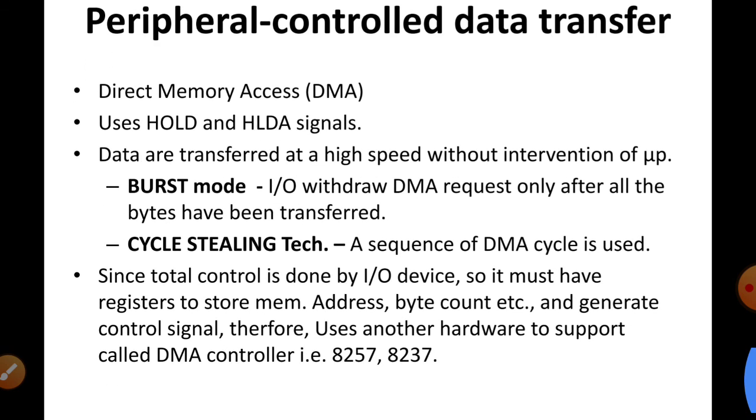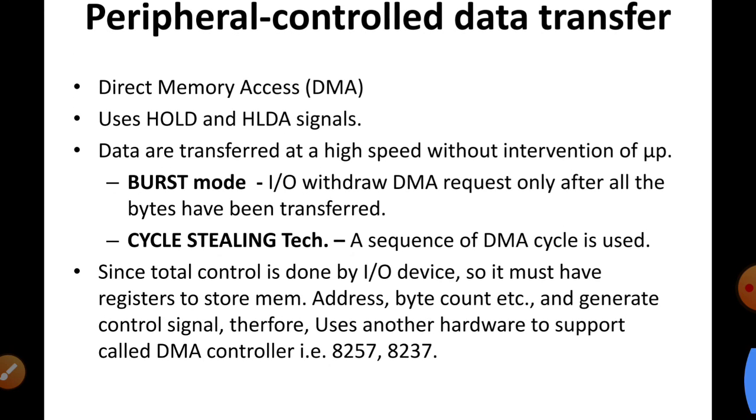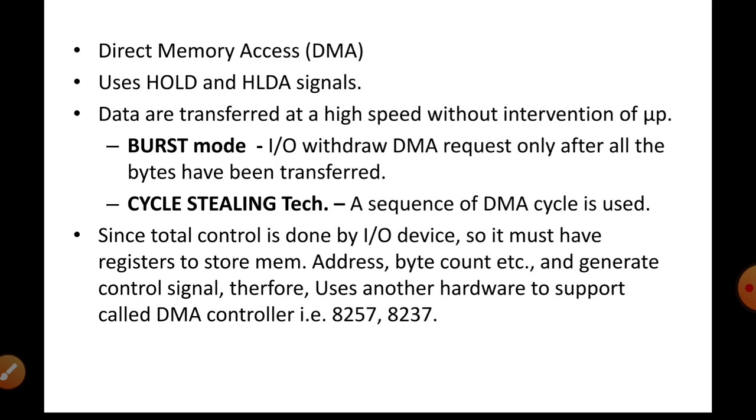Now, as far as direct memory access data transfer control or peripheral control data transfer is concerned, it uses the DMA scheme, in which it uses the hold signal and the HLDA signal. Whenever the controller wants control over the address bus and data bus, which are under the control of the processor, it sends a hold signal high to the processor, and the processor, whatever it is doing, will stop and give the control by sending the hold acknowledge signal. So, data are transferred at very high speed without any intervention of the microprocessor, from source to destination, and there is no role of the microprocessor at all.